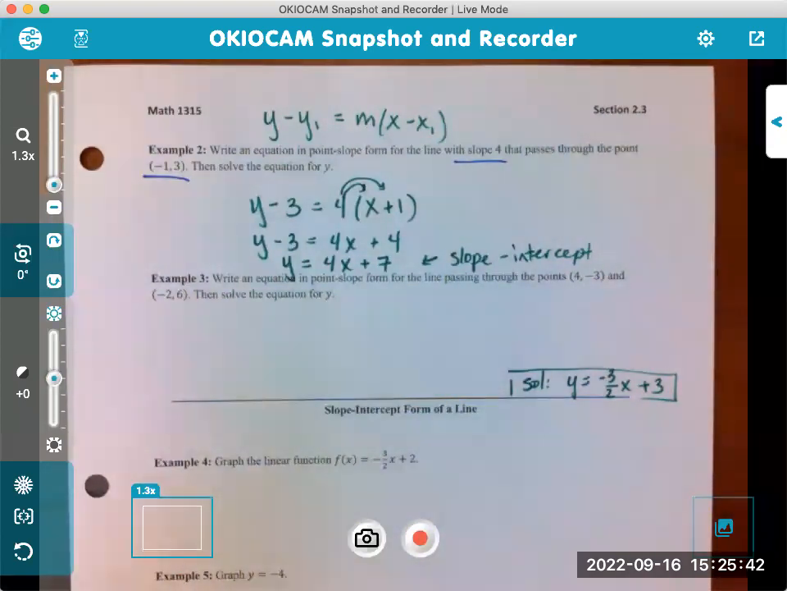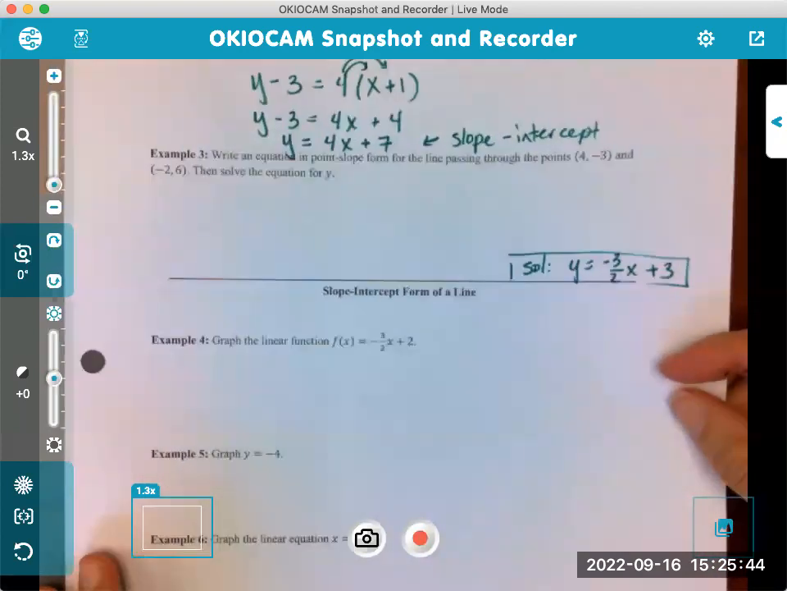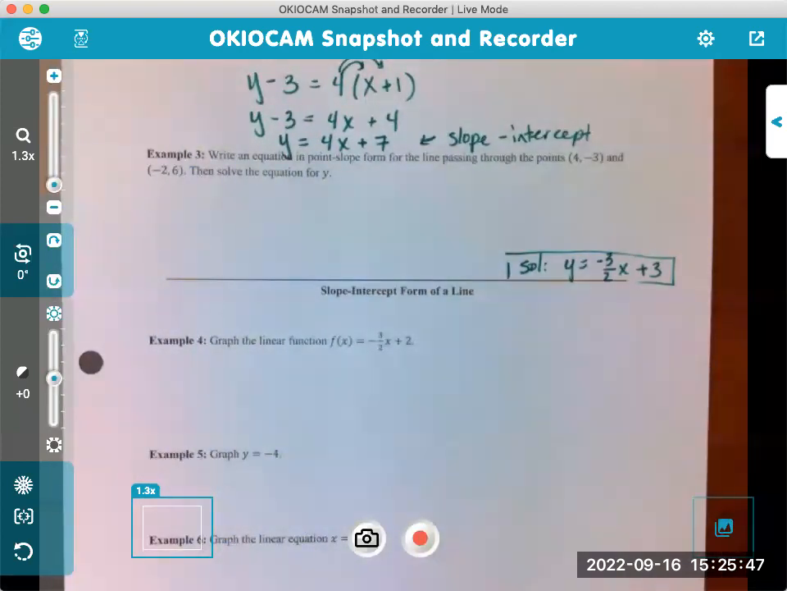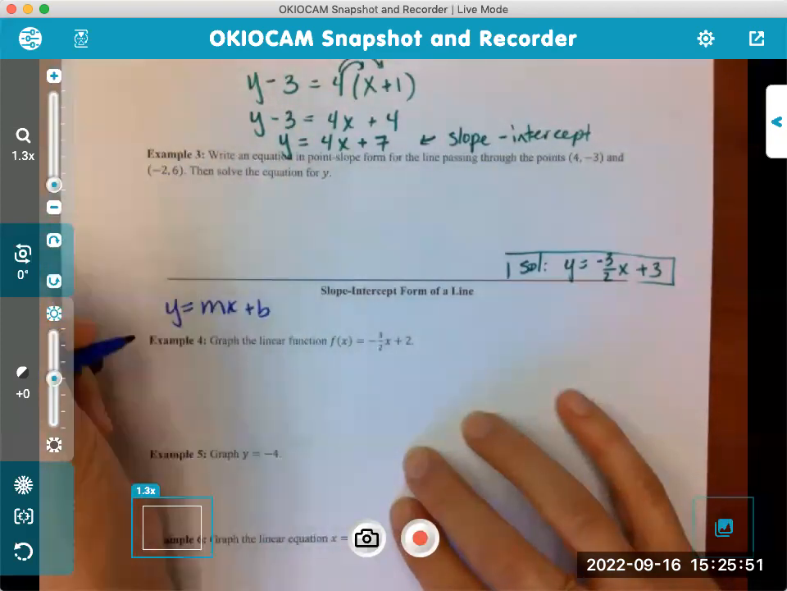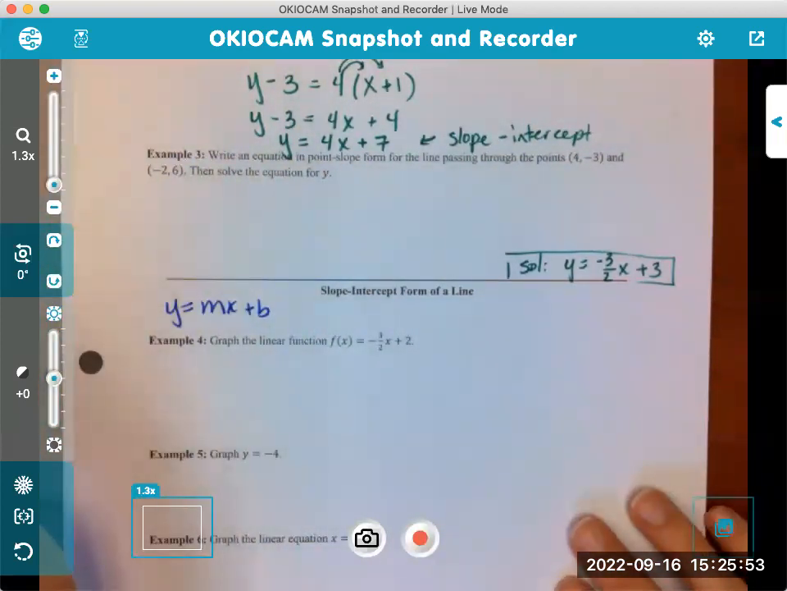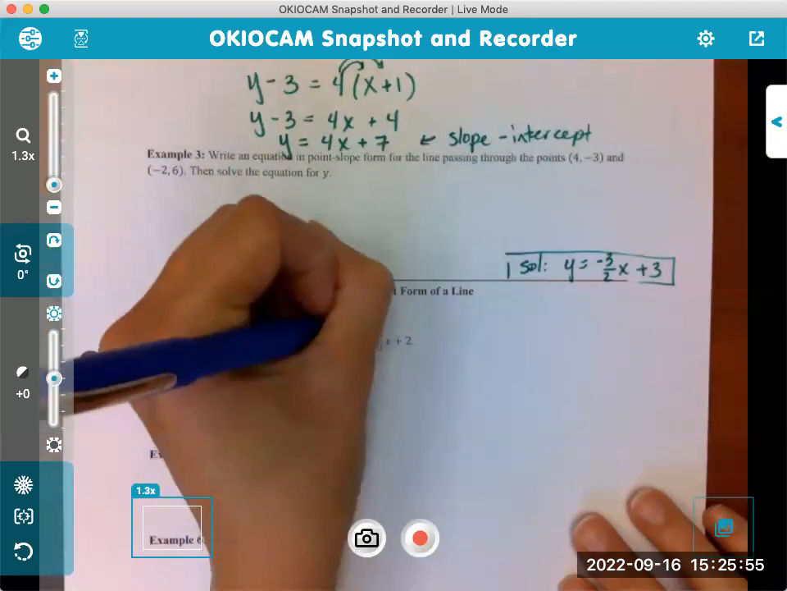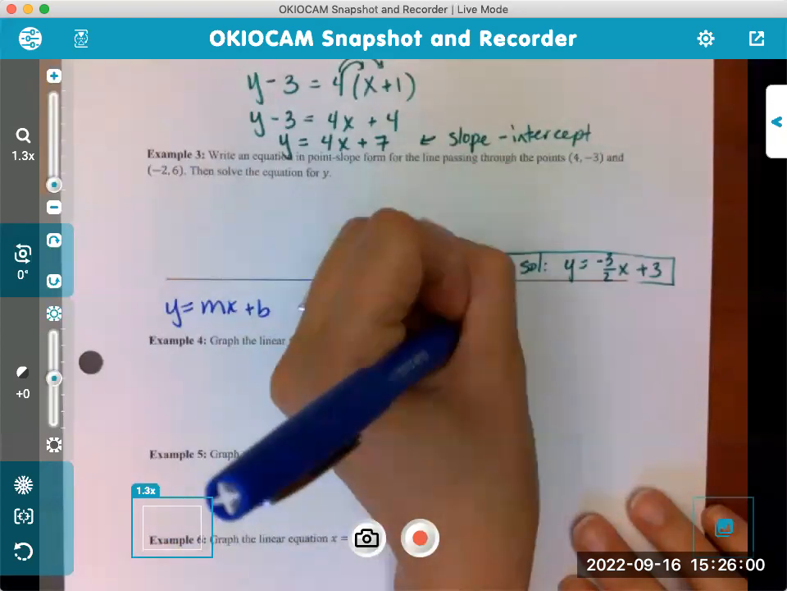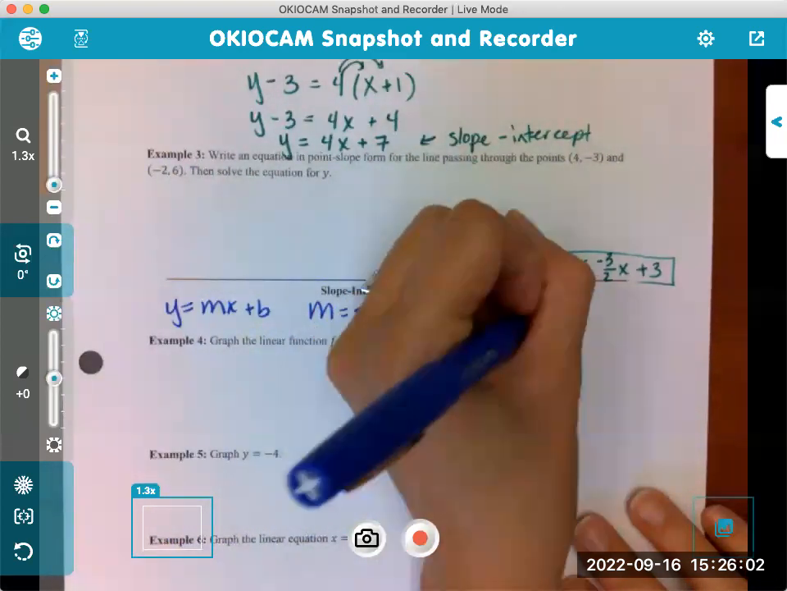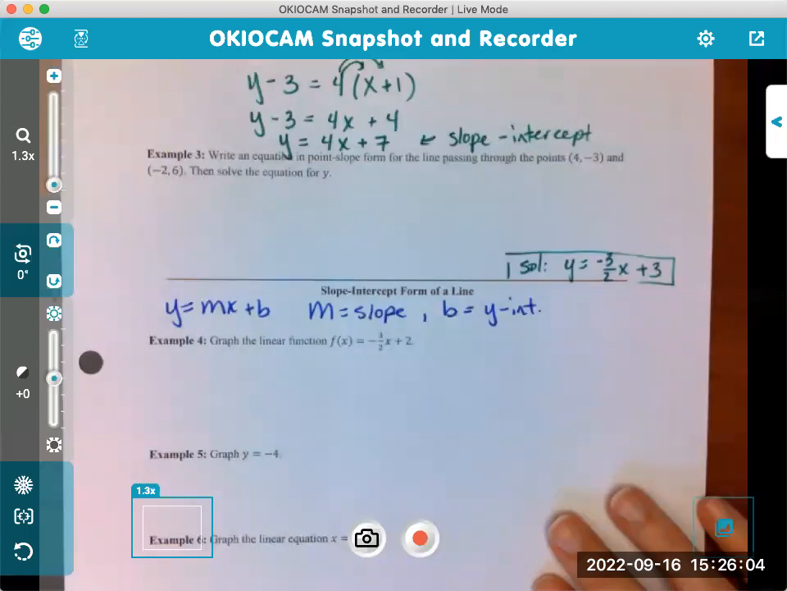So slope intercept form of a line is like what I just gave you. It is y equals mx plus b. Remember the old people back in the day called it like they saw it. m is equal to slope, hence the name slope intercept. b is equal to the y-intercept. Again, call it like they saw it.